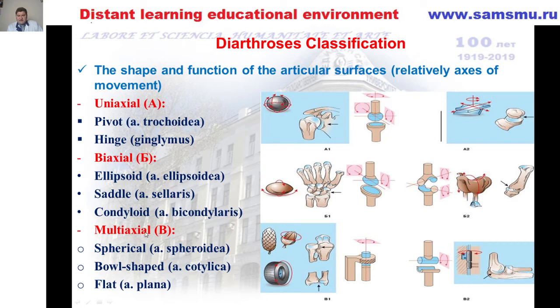And so multi-axial joints have spherical, bow-shaped and flat shapes. So spherical shape joint is the shoulder joint. Bow-shaped is the hip joint, and flat joint is like the sacroiliac joint, and this is a non-movement joint. The movement in this joint is very, very limited.